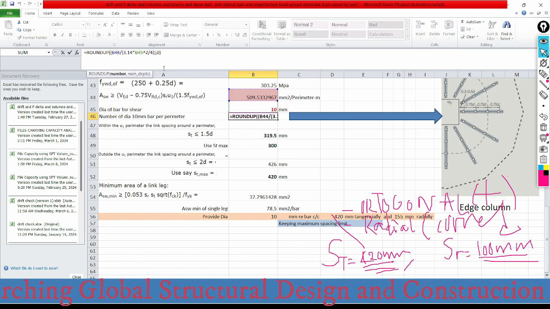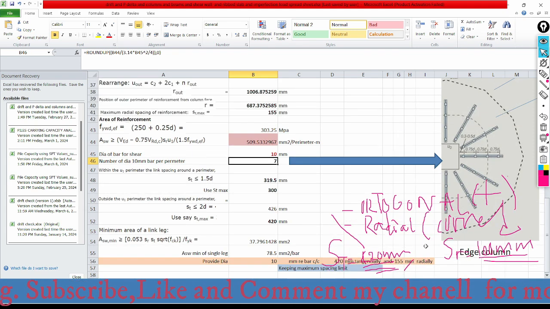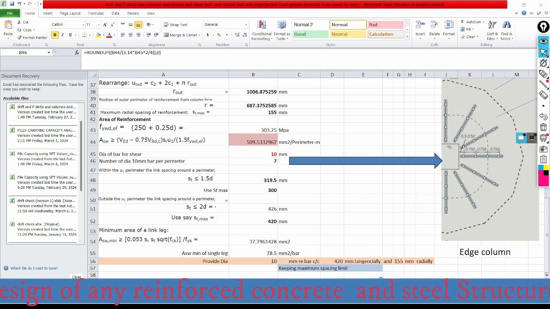How does it come? Simply by taking the total area of shear reinforcement per parameter divided by the area of a single reinforcement bar. That means this divided by 78, and it provides around what? 7. So 7 shear reinforcement legs per parameter will be required. Just come to here, the number of shear reinforcement legs per parameter is 7.